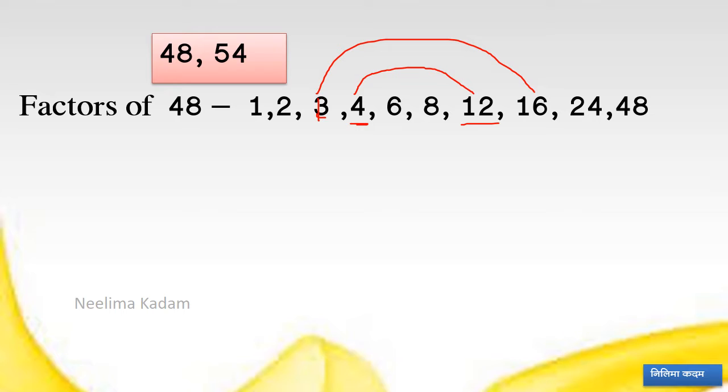Now factors of 54. Yes, 1. Even number, therefore 2. 5 plus 4, 9. So 3 is also a factor. Now what about 4? No, 4 is not a factor of 54 because 54 is not divisible by 4. 5, no, because 5 is not in the units place, there is no 5 or no 0. 6, yes, 6 9s are 54. 8, no. 8 6s are 48.